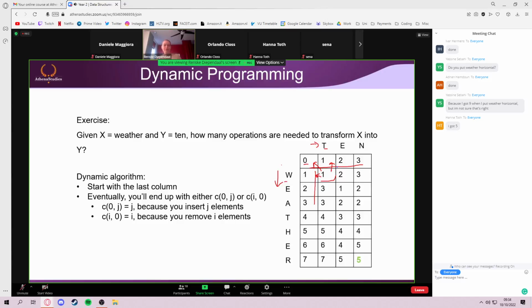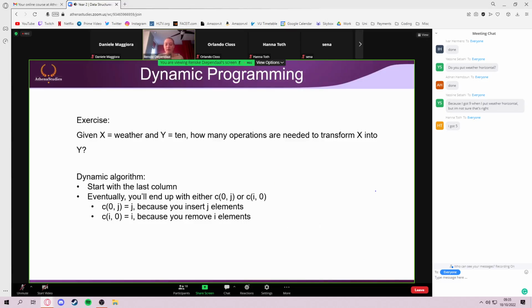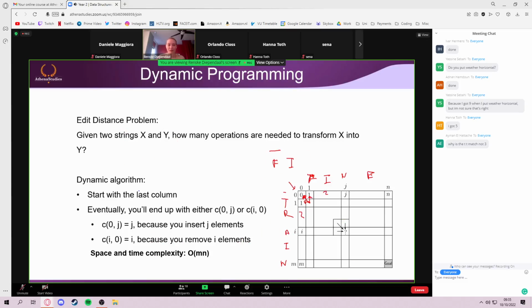Anyone with a different answer that maybe wants to ask a question? All right. I'm gonna quickly go back because I forgot to say this part. I mean, it's on the slides, but I also didn't really mention it.